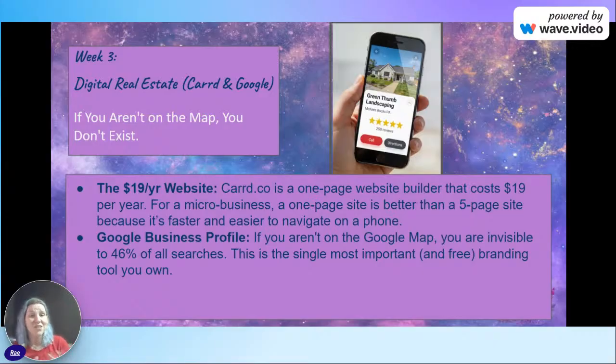So the stat that should absolutely terrify you. Are you ready for this? I bet you're not. Hope you're sitting down. 46% of all Google searches have local intent. That means that nearly half of everyone searching on Google is looking for something that's near them: a service, a store, a contractor, a restaurant. And if your business isn't showing up on Google Maps where they search, then you're invisible to 46% of customers.